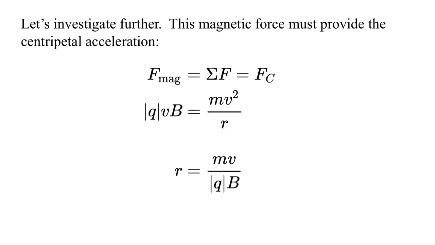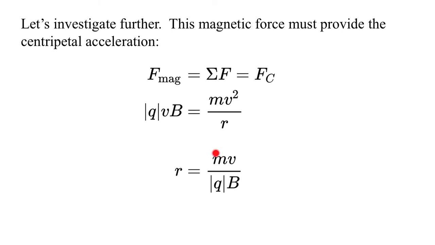Let's investigate a little further. The magnetic force must provide the centripetal acceleration. The magnitude of the magnetic force is QVB. There's also a sine theta in here, but we've arranged to have it perpendicular, so sine theta is 1. So we have QVB equals mv squared over r. We could find the radius by saying it's mv over QB. Obviously, we need the absolute value bars to make sure this is positive, but the effect of having an opposite sign would be a circle of the same size but opposite handedness.